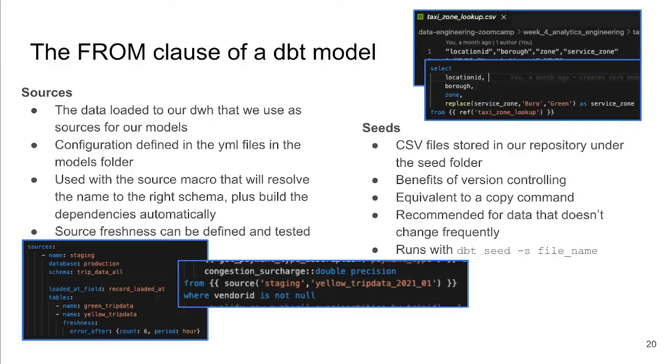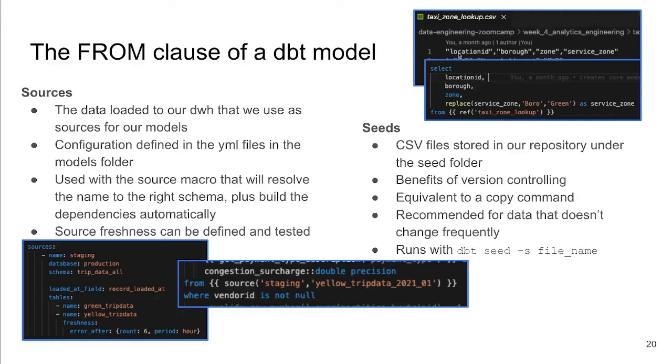We're going to run it with a special command that's going to be dbt seed, and then we can select one specific file, or we can just run every seed file that's in our seed folder. This is, of course, recommended for data that doesn't change frequently. Anything that is a lot of data or that changes very frequently, it's recommended that you set up a pipeline.